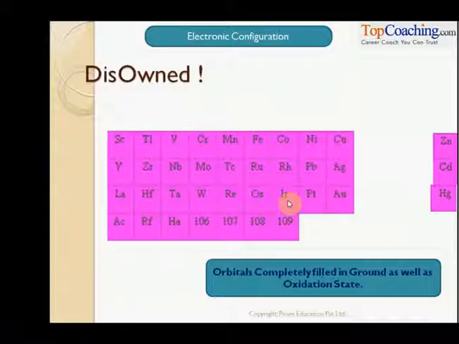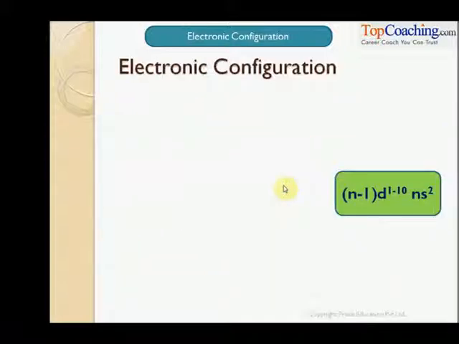These elements have orbitals completely filled in their ground as well as oxidation state, which is not acceptable to the definition of transition elements. Transition elements have their d orbitals partially filled, right? So zinc, cadmium and mercury, though placed at the same place where other transition metals are, are not known as transition elements.